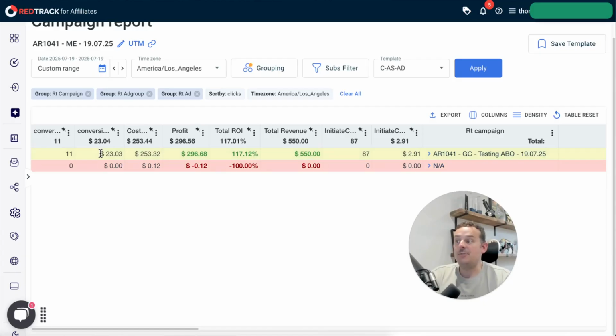Now you can see we spent $253 and we made $550 back, okay? That gave us a 117% ROI. So day one, great. This is exactly where we want to be. And I'm going to break down how this looks.